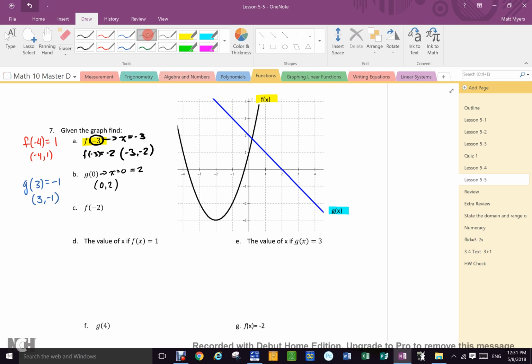Where is x -2? There, x is -2. Am I looking on the G or the F curve now? F. So I need somewhere on that line, and I care about it on the F curve, which gets me what? F of -2 equals -3. So what's the ordered pair? -2, -3. Is everybody good?